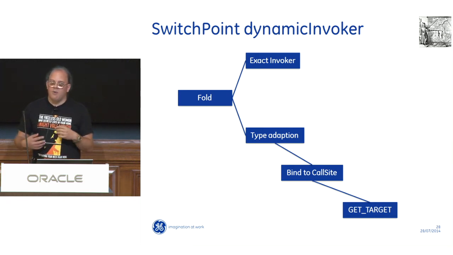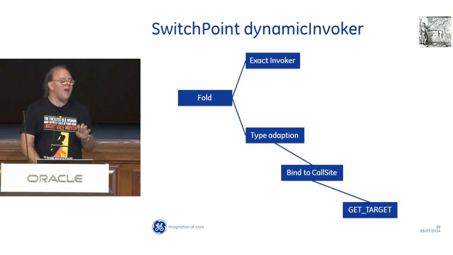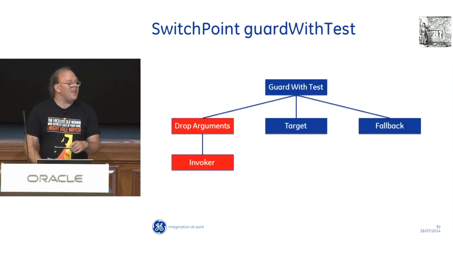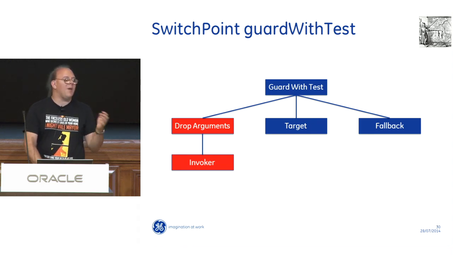Switch points were inefficient for us because of the use of an immutable CallSite and a dynamic invoker. The dynamic invoker had the same sort of pattern that we had for CallSites. It's got a get target for the CallSite, it binds it to the CallSite, there's then some type adaption, a fold, and an exact invoker. This gets combined by that invoker, but it's not usefully cacheable. It then has some drop argument stuff going on in a guard with test for when you actually want to use that switch point. And that all becomes very uncacheable.